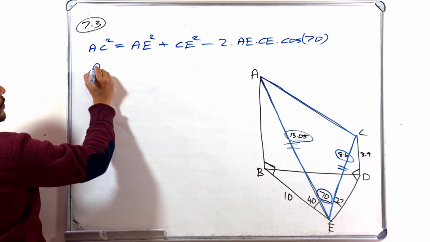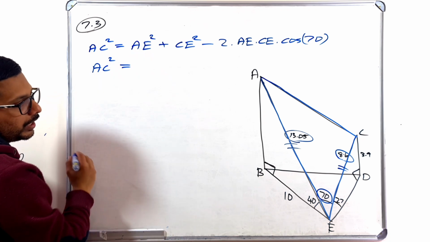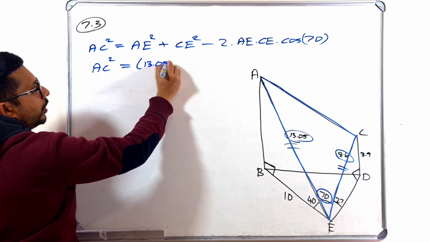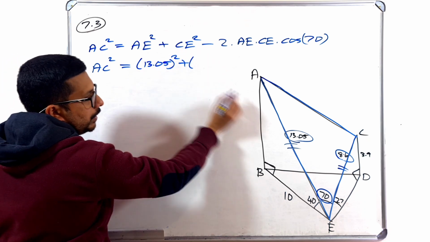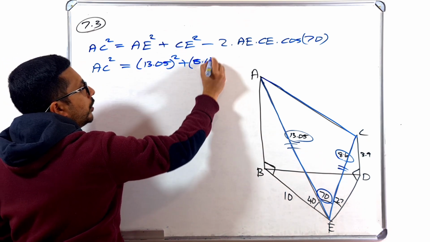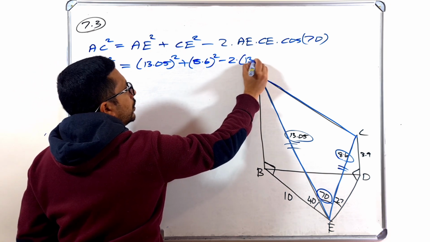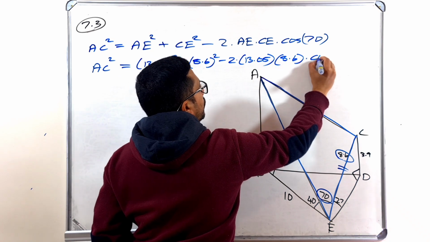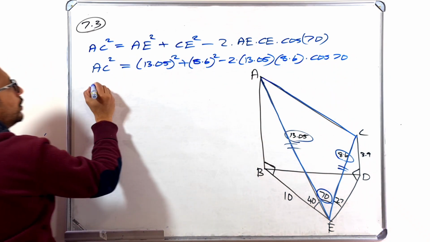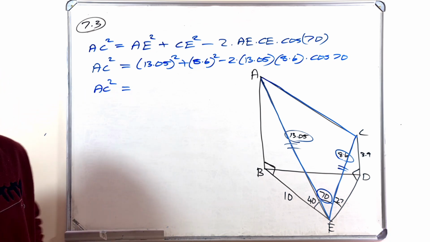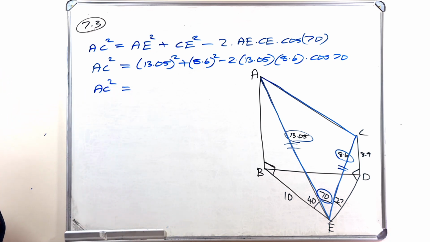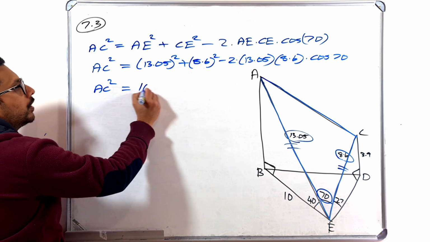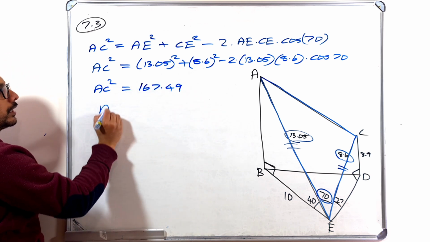So now substitute the values. We have to find AC. So AC squared is equal to AE, 13.05 square, plus what is CE? 8.6 square, minus 2 into 13.05 into 8.6 into cos of 70. So AC square, take your calculator, try to find the answer. In your calculator you will get 167.49. So what is AC?